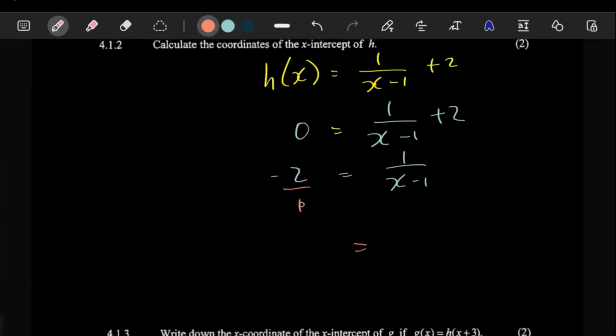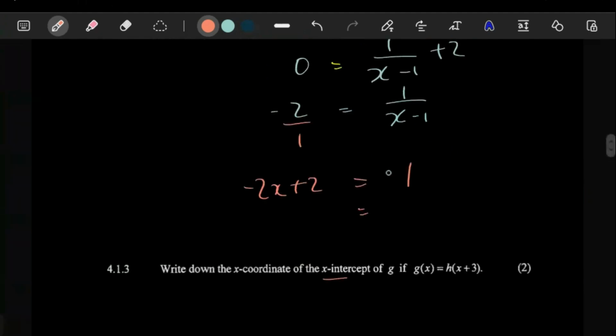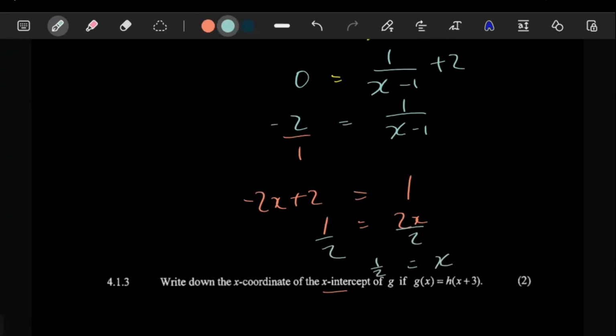Now you can just cross multiply. 1 times 1 is a 1. -2 times this is like -2x plus 2. And then the -2x can go to the other side. 2 minus 1 is a 1. Divide both sides by 2. x is just a half, you see.